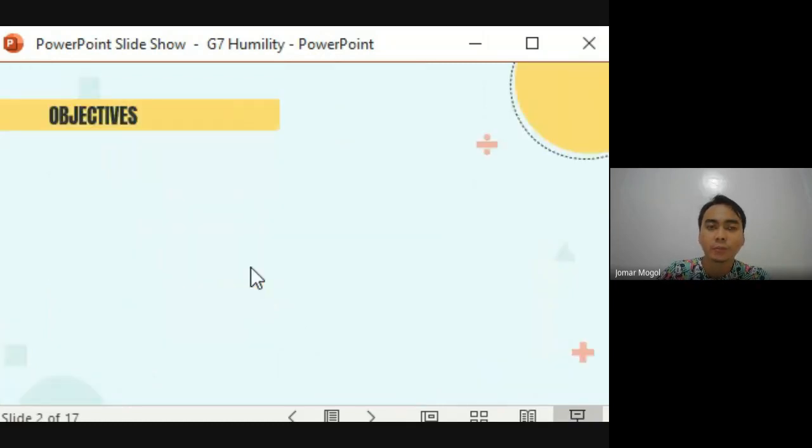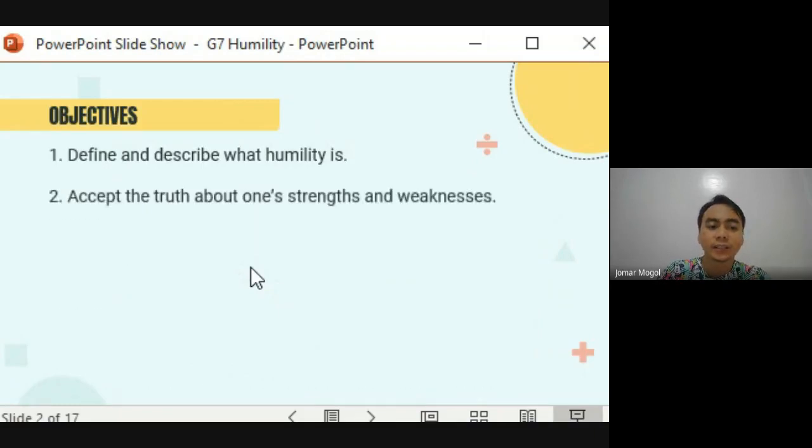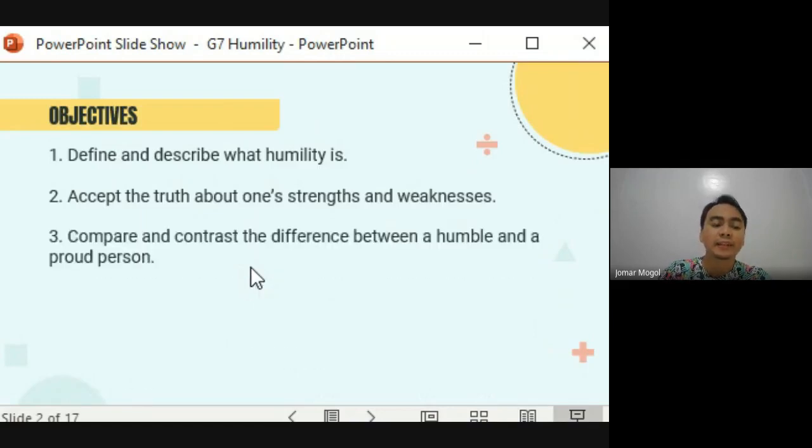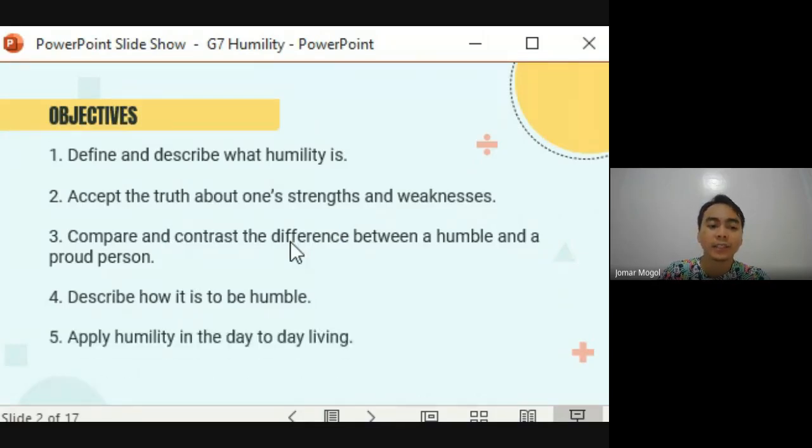We'll have our video conference today and we're going to talk about humility, specifically the concept and its application. We have 5 objectives in this lesson. First is to define and describe what is humility. Second is to accept the truth about one's strengths and weaknesses. Third, to compare and contrast the difference between a humble and a proud person. Fourth, describe how to be humble. And fifth, apply humility in our everyday life.